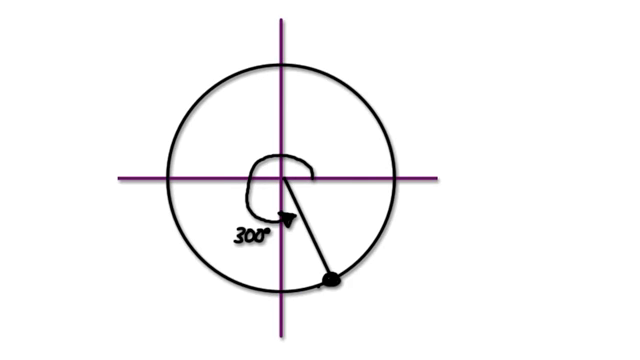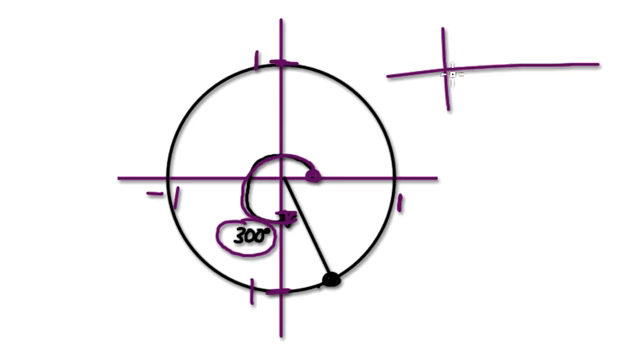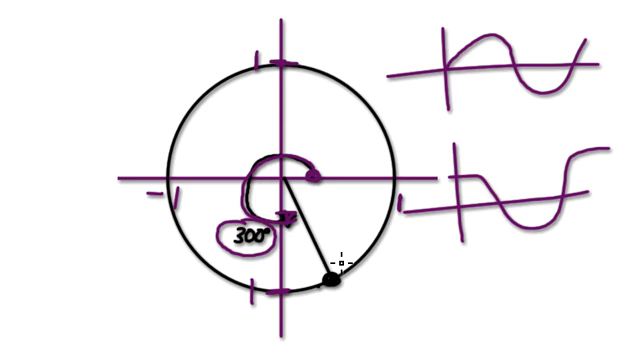Okay, let's give you guys some more practice. Similar to the previous video, I'm going to give you a point on this circle of radius 1. This here is 1, this here is negative 1, up here is positive 1, and this here is negative 1. The angle from here to here is 300 degrees. So draw your sine graph, and then draw your cosine graph, and then label this point on these two graphs.